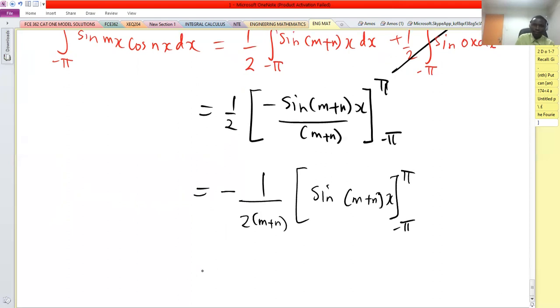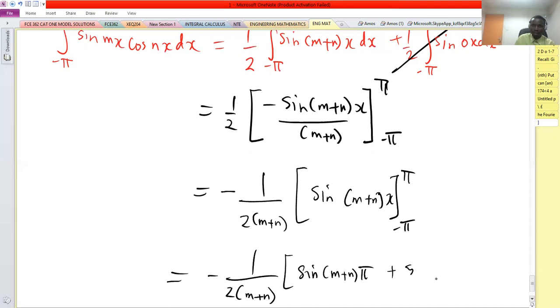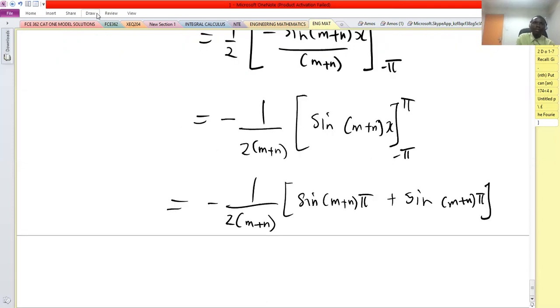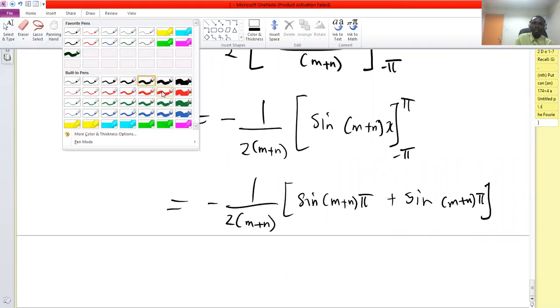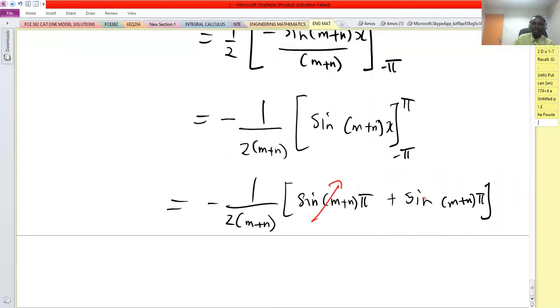so that minus 1 over 2 times m plus n, cosine m plus n pi. This minus and minus will give us plus cosine m plus n pi. And then, since we know that sine of multiples of 180 is 0, so this will be 0. So we have minus 1 over 2 into m plus n times 0. This will give us 0.